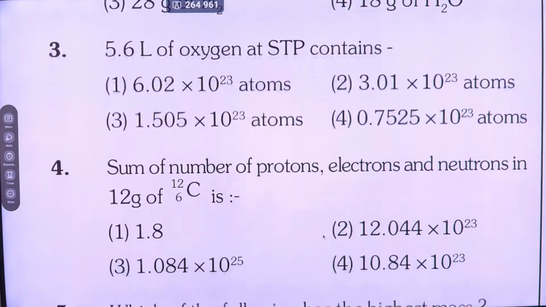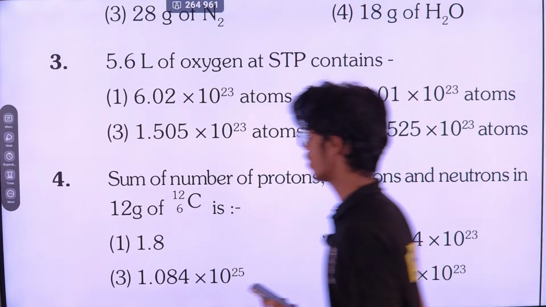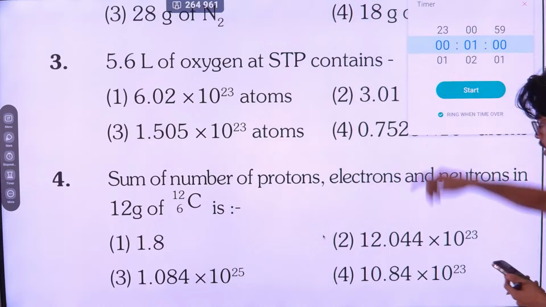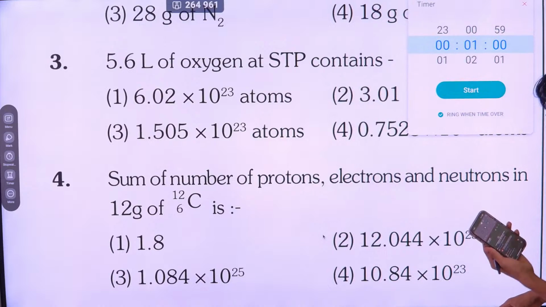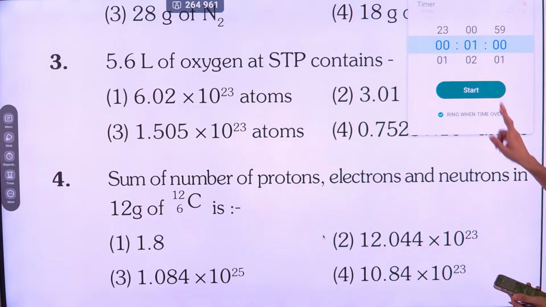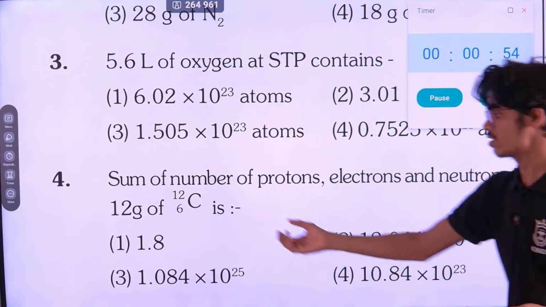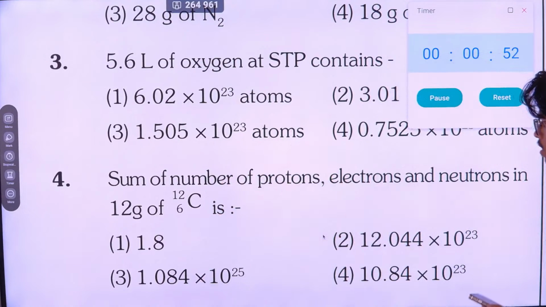So here is the next question in front of you. Sum of number of protons. If there is any problem that you can't see the question, let me know down in the comment section. Okay, so let's start. Question number 4. Sum of number of protons, electrons and neutrons in this much gram of 12 carbon is how much?